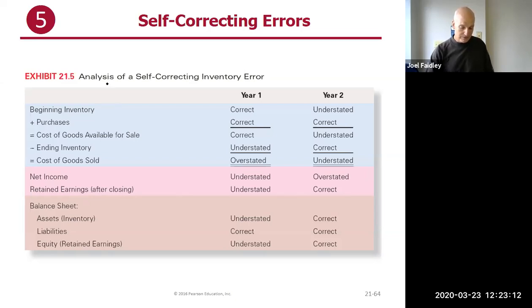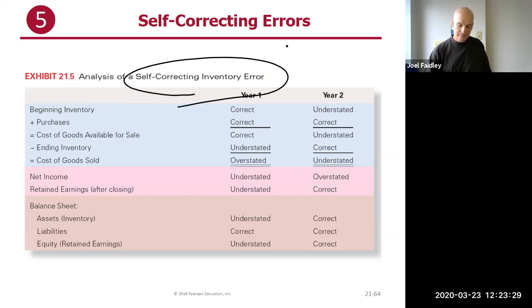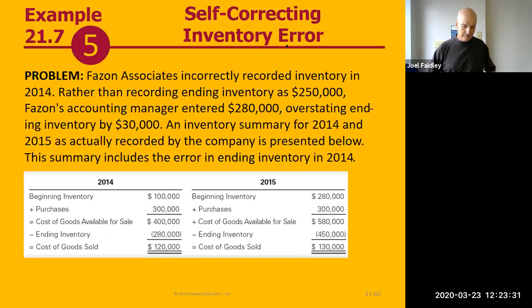But look what happens in year 2. If ending inventory is understated, then beginning inventory is understated, purchases are correct, what's going to happen? Over two years, it's going to be self-correcting. Self-correcting inventory error. Very real world stuff here.